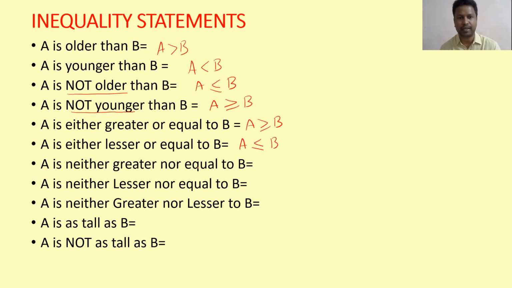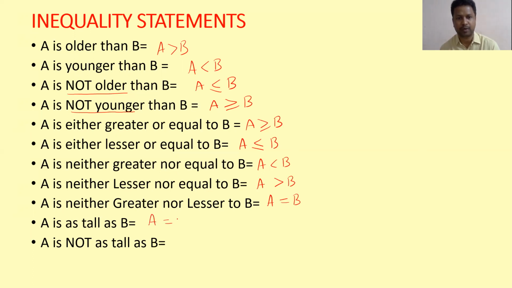Neither greater nor equal: neither means a negative. It is not greater, it is not equal, then what is it? Smaller. So A is smaller than B. Neither lesser nor equal means it is not lesser, not equal, then it is greater than B. And here A is neither greater nor lesser. It is not greater, it is not lesser, which means it is equal to B. And here A is as tall as B.